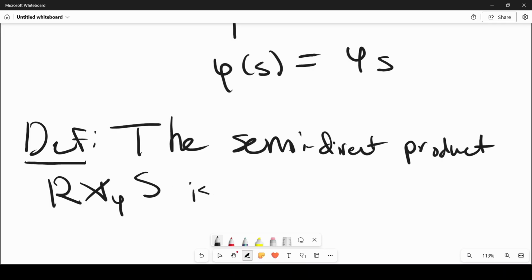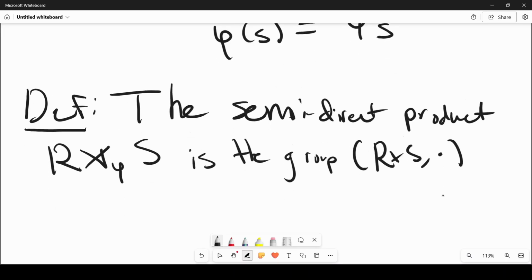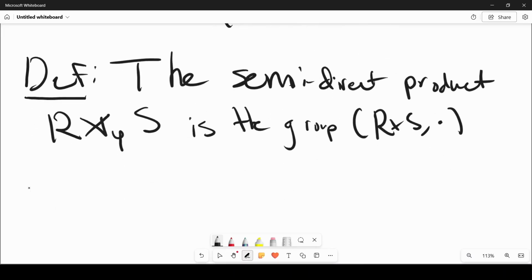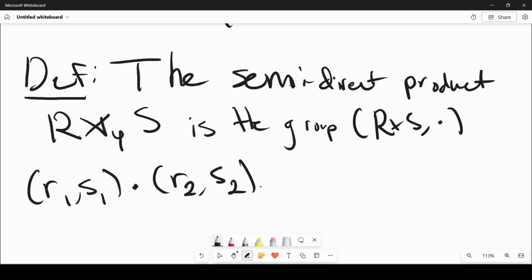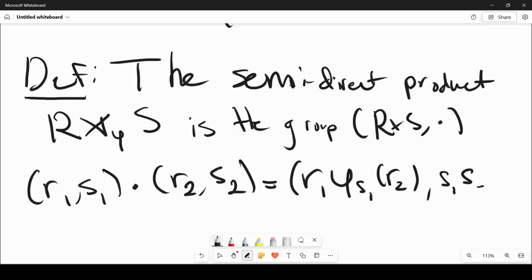So this is the group where my set is R cross S. And I have this multiplication law, which is defined by (R1, S1) dotted with (R2, S2) should be, as we described above, (R1 phi sub S1 of R2, S1 S2).